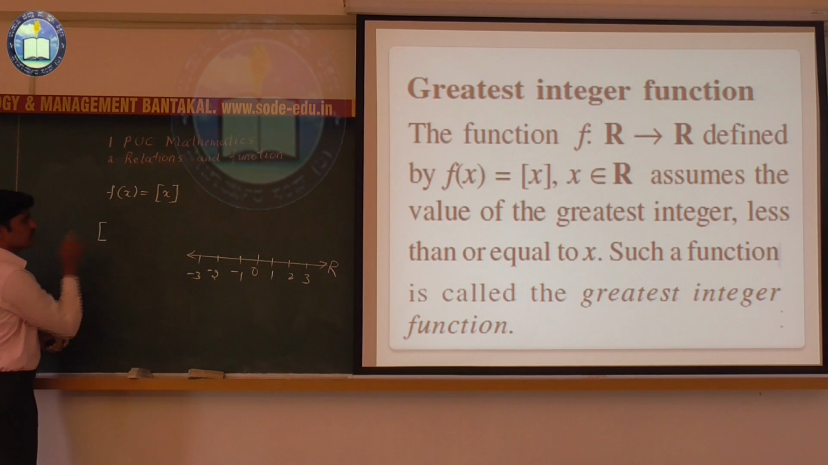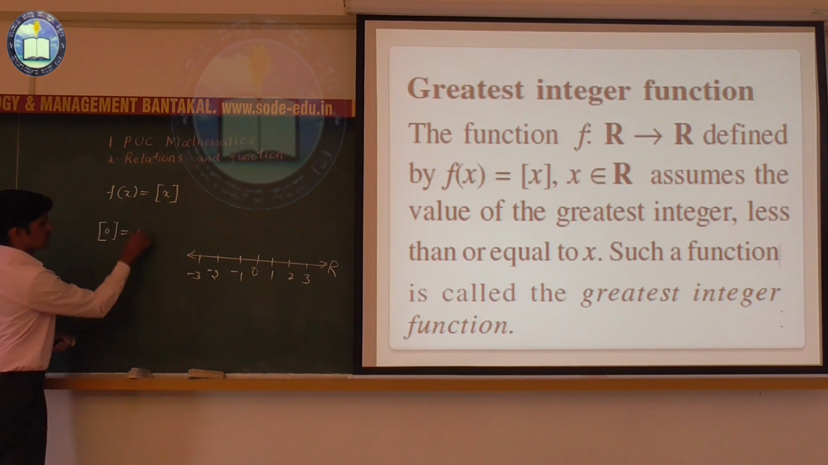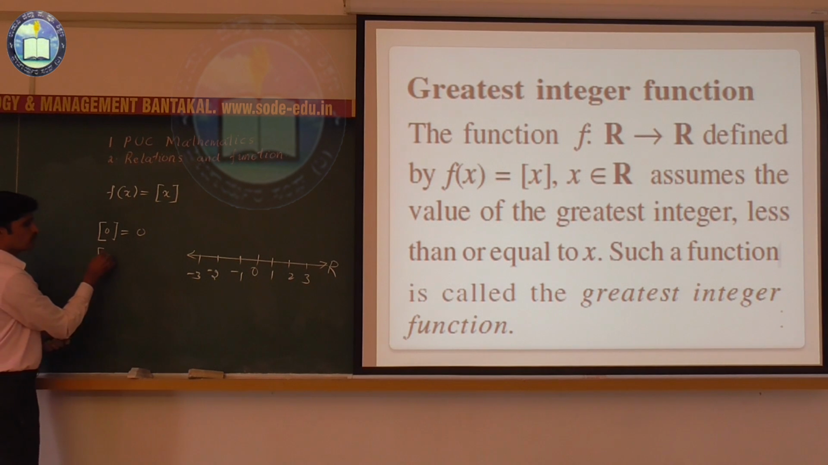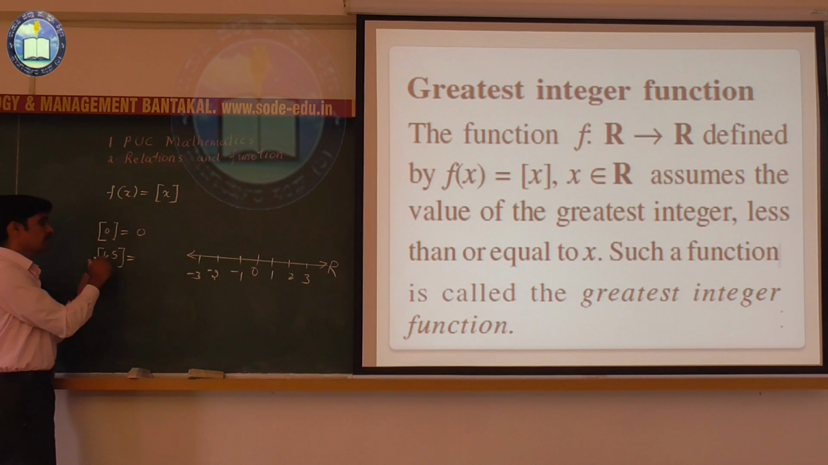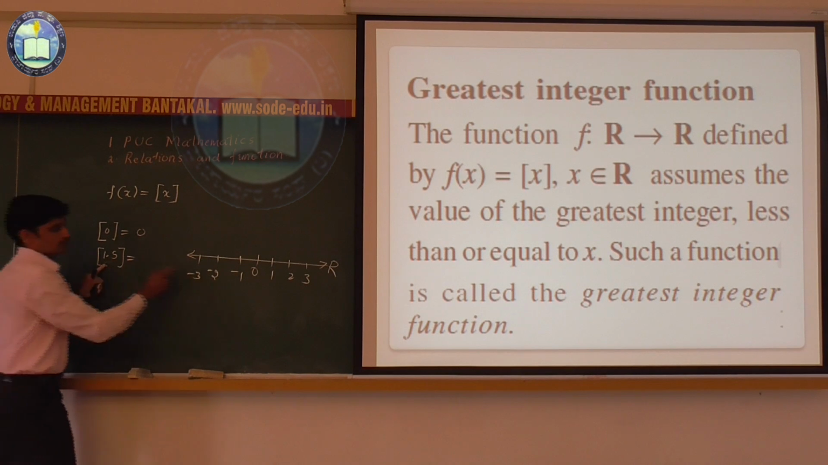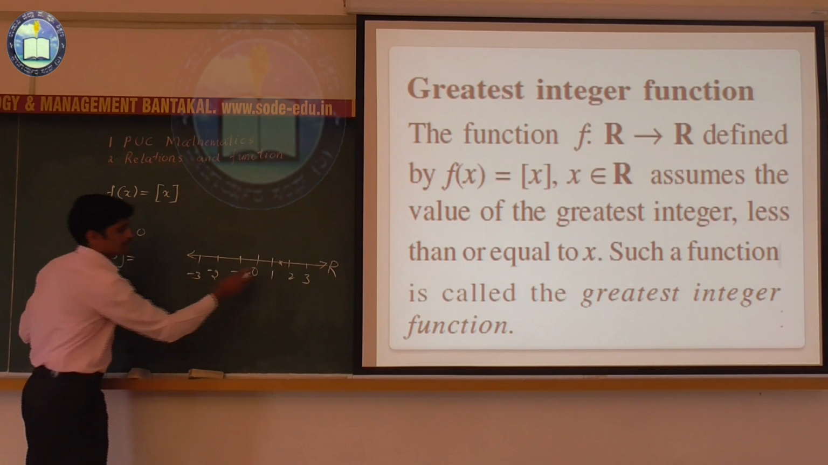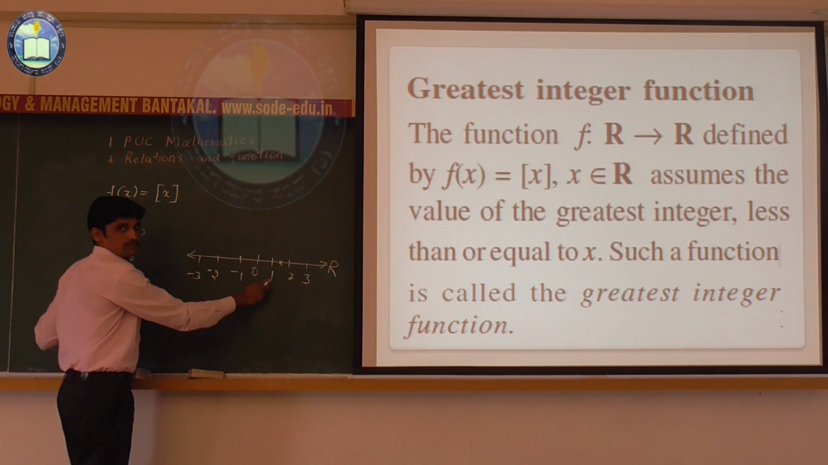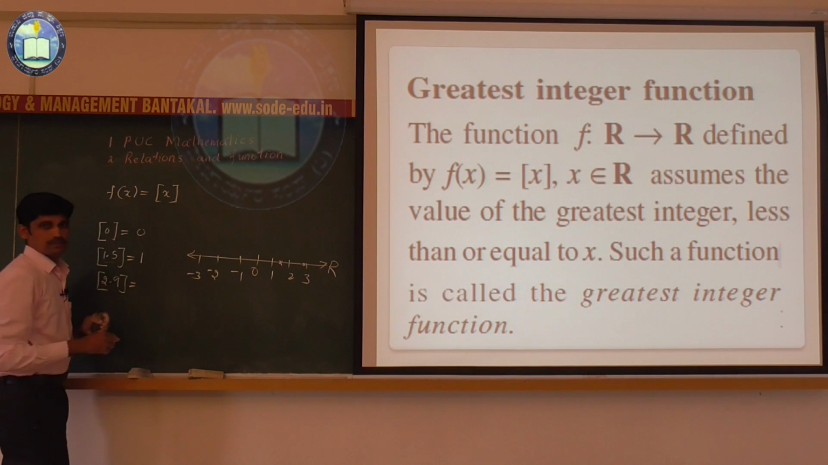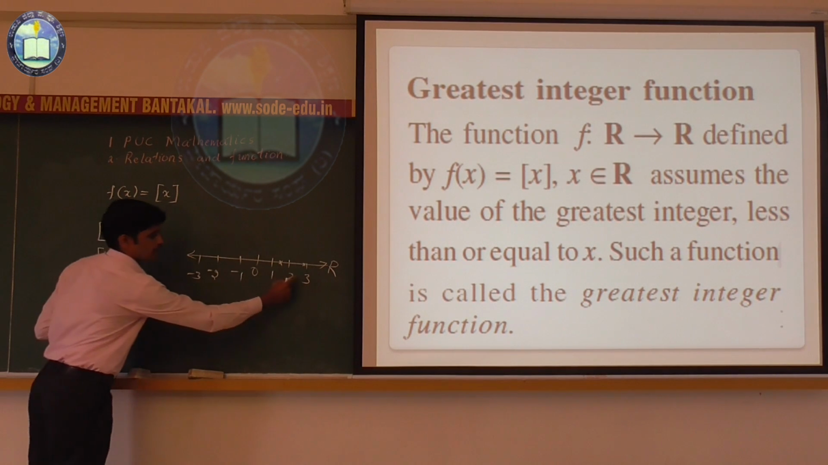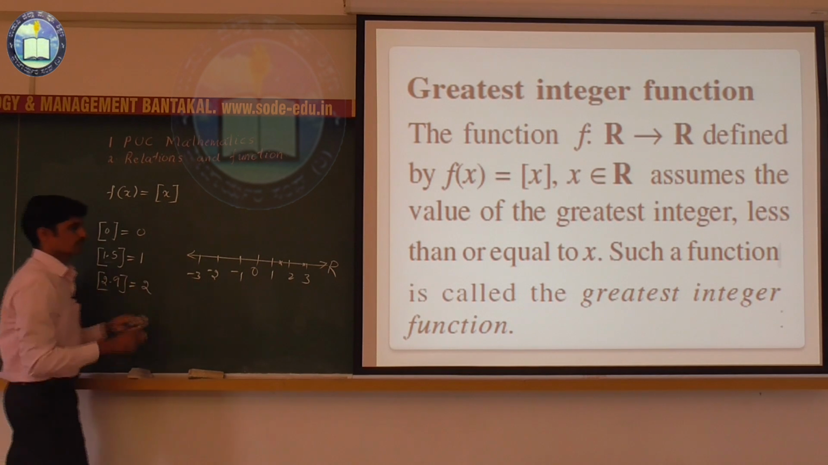When we take the greatest integer part of 0, its answer is 0. Greatest integer part of say 1.5 is the greatest integer less than or equal to 1.5. It should be an integer, and among all the integers it must be greatest, and it should be less than 1.5. So 1.5 is between 1 and 2. Greatest integer less than or equal to 1.5 is 1. Next, greatest integer part of say 2.9. 2.9 comes somewhere between 2 and 3. Greatest integer which is less than or equal to 2.9, that is equal to 2.